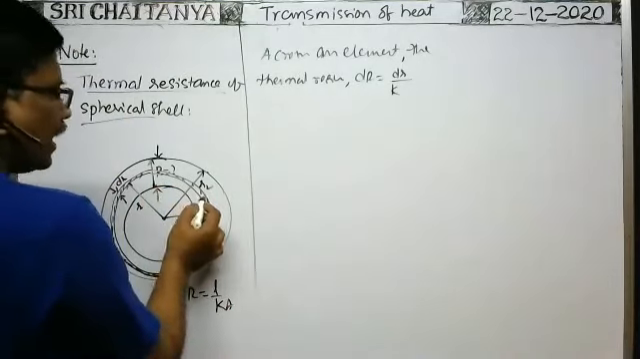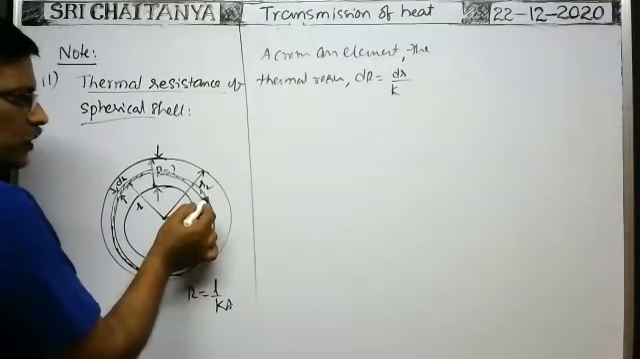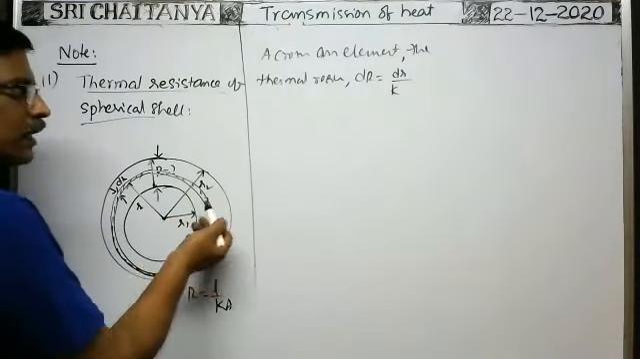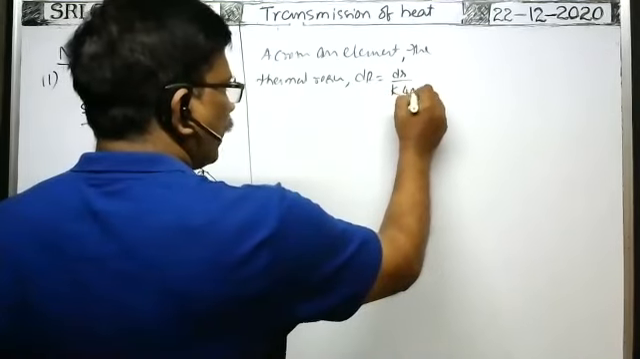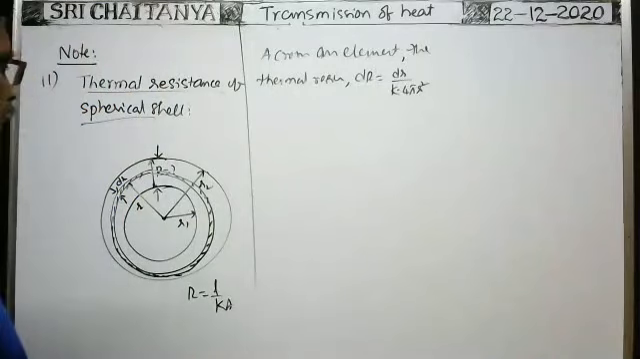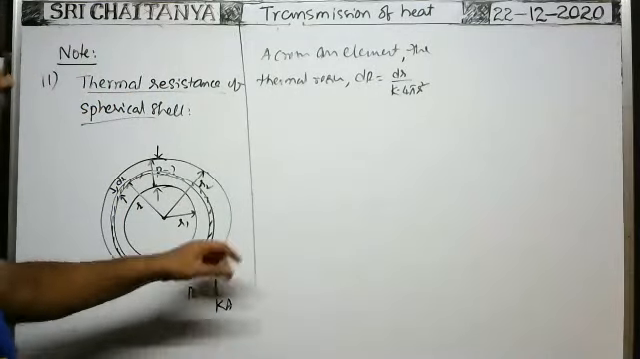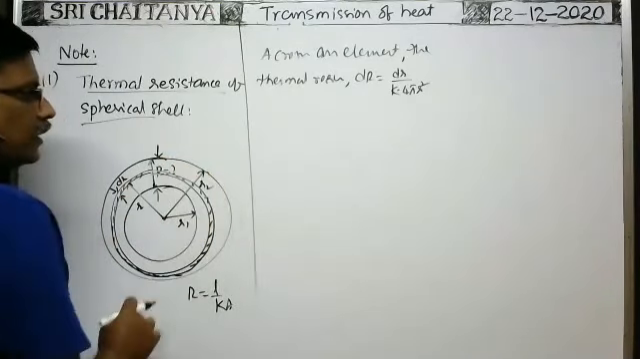Surface area: as it is a small element, the inner radius and outer radius are almost the same. That's why the inner area and outer area are both the same. That same surface area is 4 pi small r square. Just by using this formula, I have written this. It is the thermal resistance of the element considered.